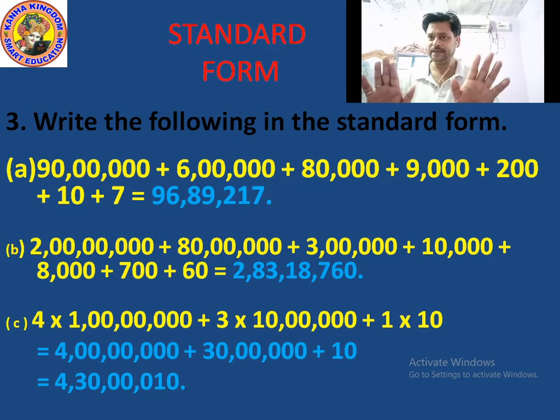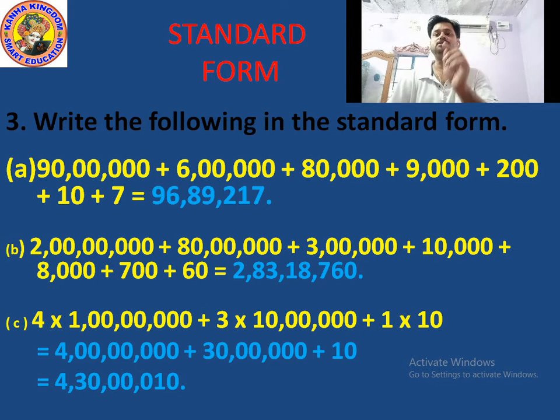Okay, clear? Now plus 3 multiplied by 10 comma 00 comma 000. So 3 is multiplied by a number with how many commas? 2 commas, and after 2 commas how many digits? 2 digits.